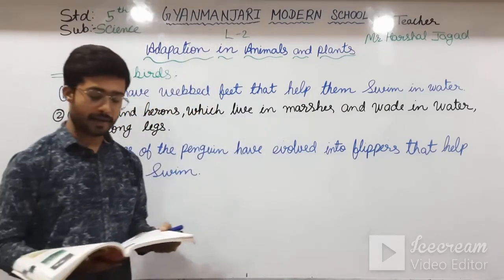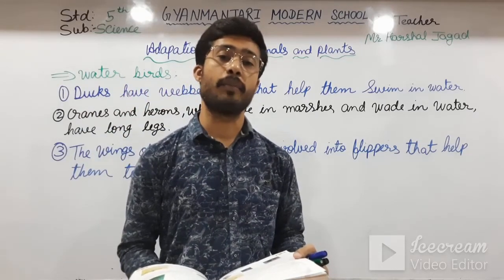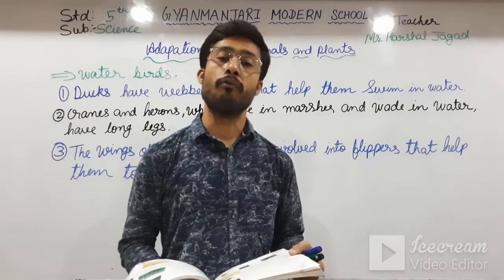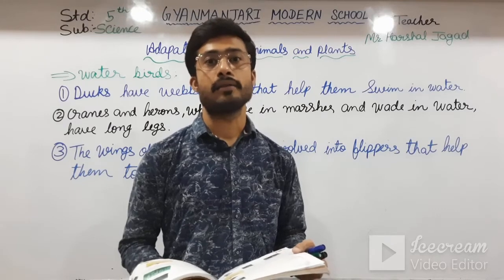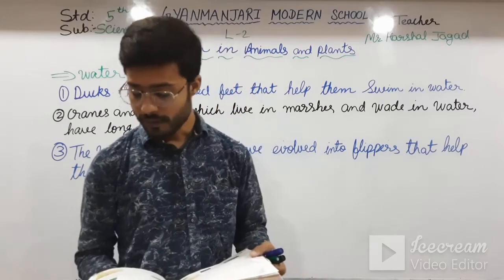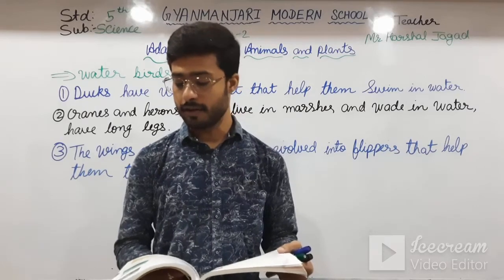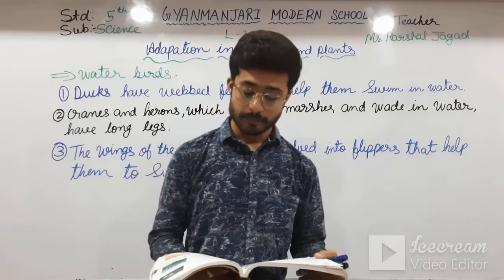And next are aquatic plants. So what are aquatic plants? The plants which grow in the water are aquatic plants, like lotus and some other plants, water lily, hydrilla. See here, there are examples and figures of them. Let us read the points one by one.